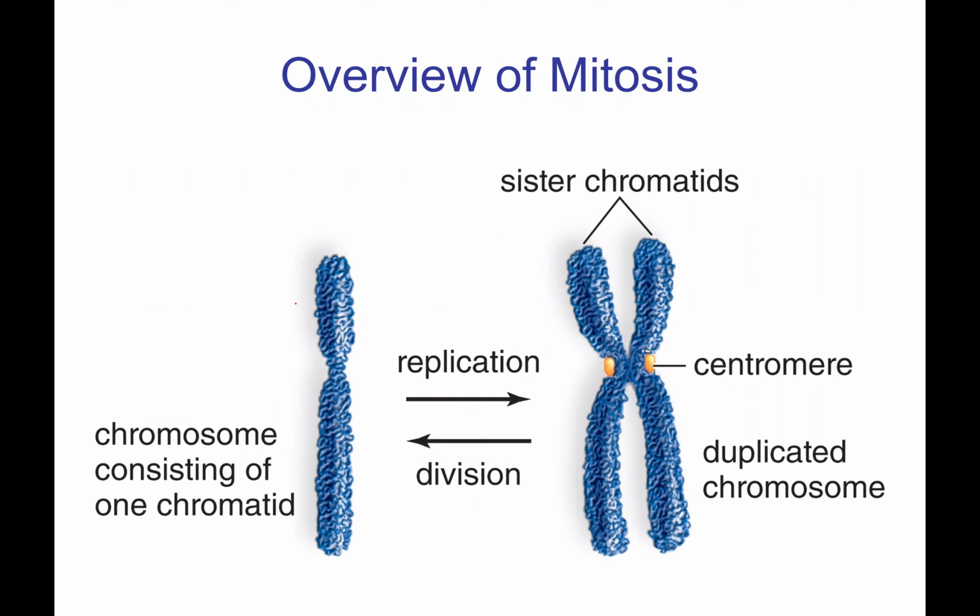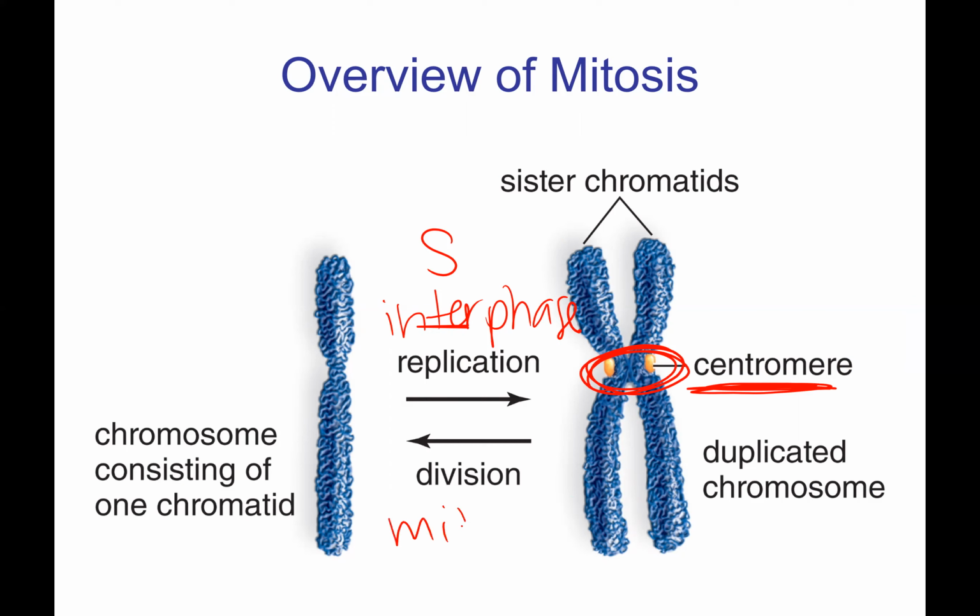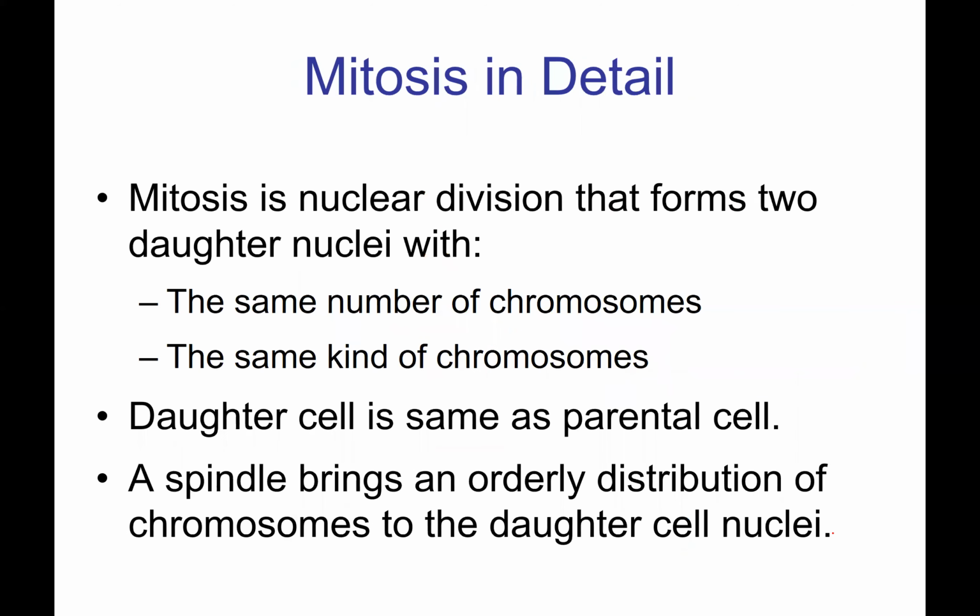Now, when these chromosomes get formed, we have one chromatid. This is from the first video, okay? We get replicated during the S phase of interphase. So this is not mitosis, this is interphase. Okay, so we have 2 sister chromatids that are held together at the centromere. And then when cells divide through mitosis, they go from chromosomes to chromatids. So mitosis is a nuclear division that forms 2 daughter nuclei with the same number and same kinds of chromosomes. The daughter cells are the same as the parent cell.